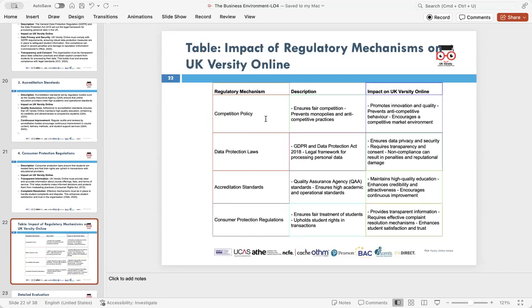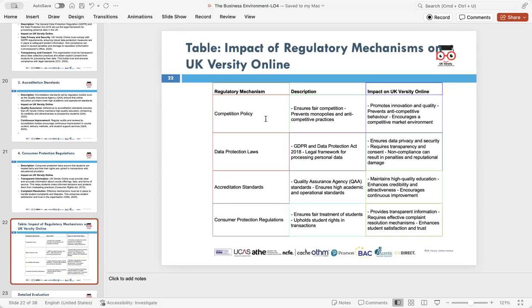Consumer protection regulations. Consumer protection regulations ensure fair treatment of students and uphold their rights in transactions with educational providers. Transparent information: UK Versity Online must provide clear and accurate information about course offerings, fees, terms and conditions. This helps students make informed decisions and protects them from misleading practices.